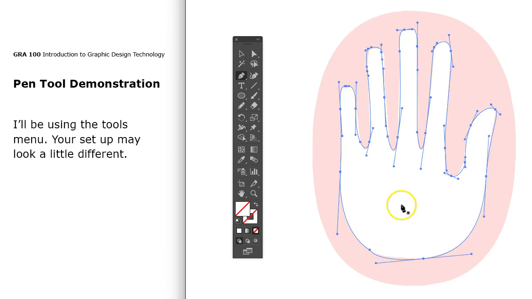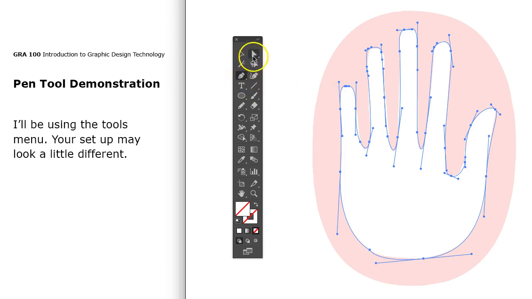Here's what the hand looks like in its rough form. I'm going to leave the pen tool for a little bit. I wanted to point out a few things. The square boxes represent the anchor points, and then the dots are handles. Now these are control points, sometimes they're called.